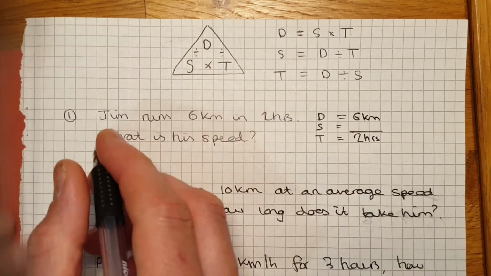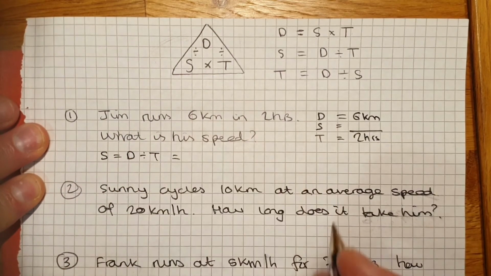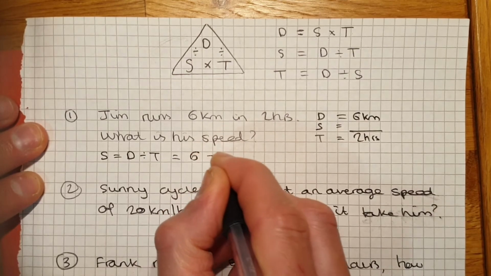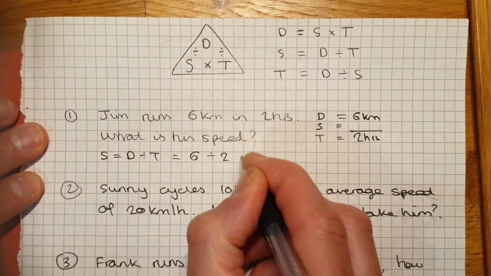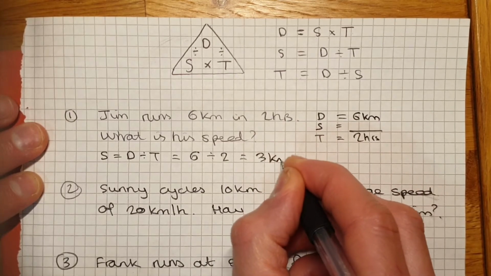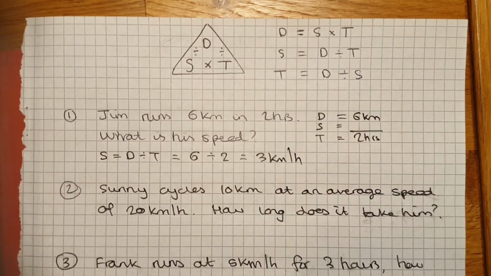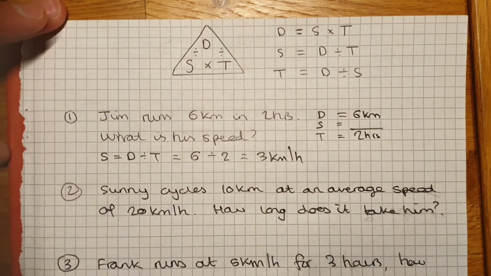So what you do is you write down speed equals distance divided by time. So distance is 6 kilometres, dividing by 2 is the time, and you get 3. Now it's a speed, so it's going to be in kilometres per hour, this one. Now he's not running very fast if it's only 3 kilometres per hour, but that's still how you do it.